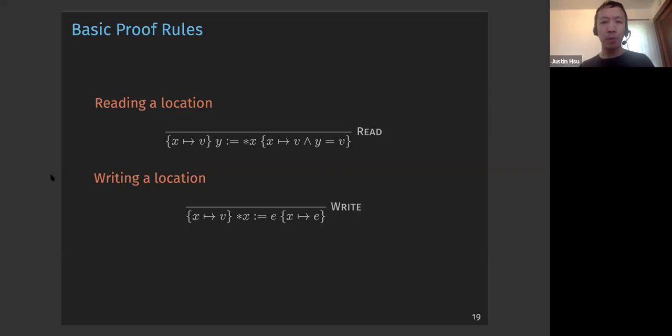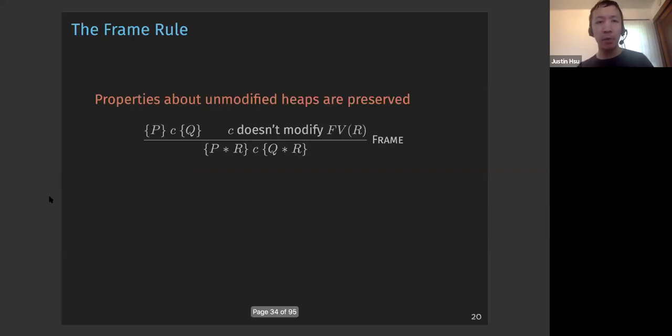The last thing I want to show about this standard separation logic is the frame rule. This is a very well-known rule from separation logic, and intuitively states that properties about unmodified parts of the heap are preserved. Reading this rule, in the premise, you can prove that P and Q are pre and post conditions of C. Now we suppose that the program C does not modify the free variables of a formula R. Intuitively, R describes a portion of the heap that is not modified by C. Then we can conclude that P star R is a precondition, and if I run C there, then I will have Q star R.